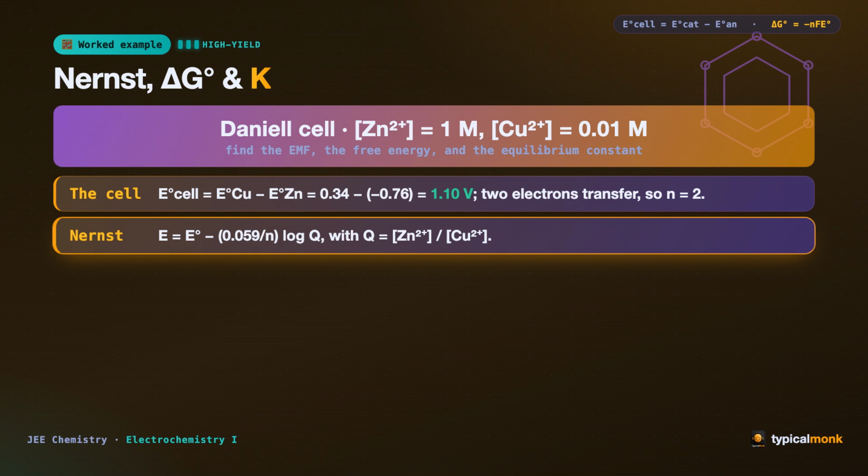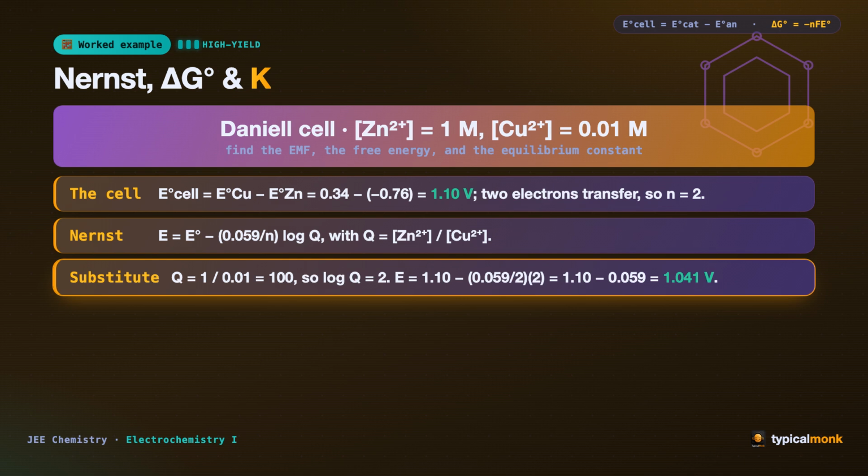The Nernst equation. E equals E standard minus 0.059 over n times log Q, where Q is zinc ions over copper ions. Substitute. Q equals 1 over 0.01, which is 100, so log Q is 2. E equals 1.10 minus 0.059 over 2 times 2, which is 1.10 minus 0.059, equal to 1.041 volt.